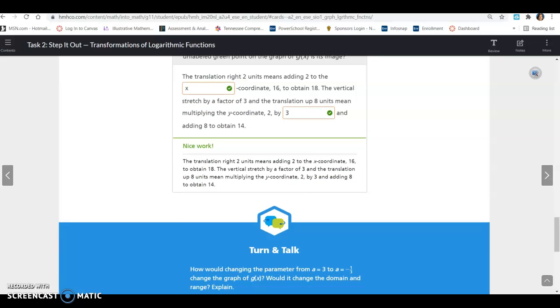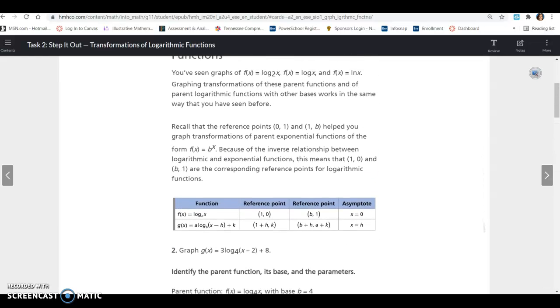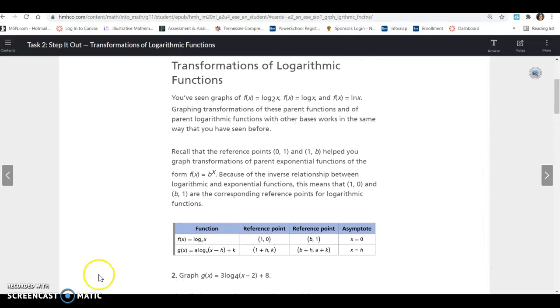All right, so that is all for task 2. So again, that's how you use transformations to graph logarithmic functions. Again, these things right here will be very helpful when you're graphing using transformations.